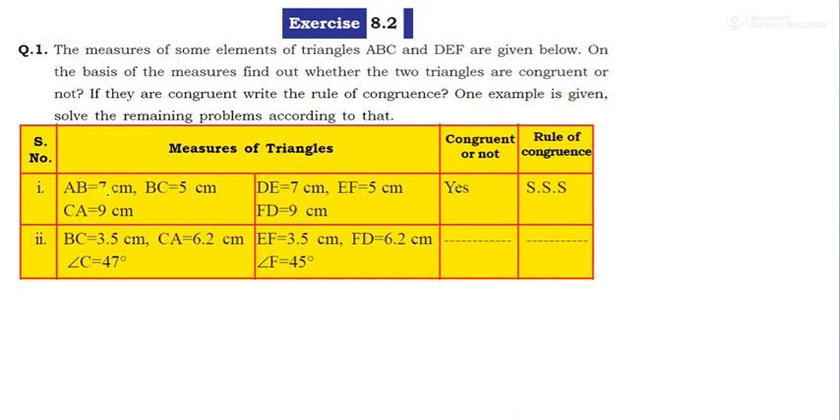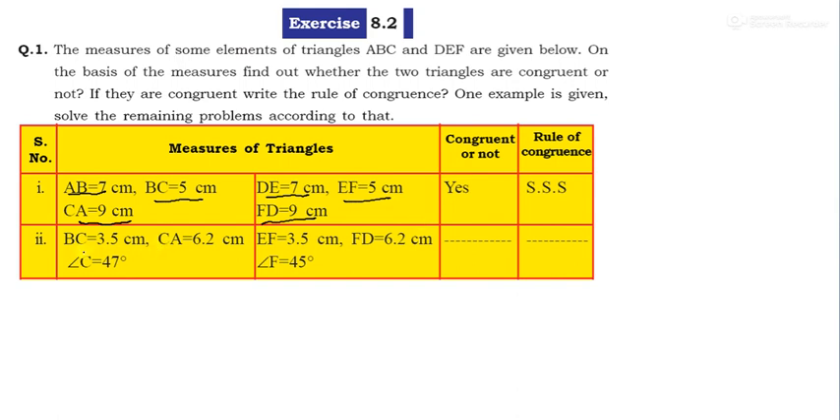AB is equal to 7 centimeter, so DE is equal to 7 centimeter. BC is equal to 5 centimeter, EF is 5 centimeter. And CA is equal to 9 centimeter, and FD is equal to 9 centimeter. So, are they congruent or not? Yes, by the rule SSS.